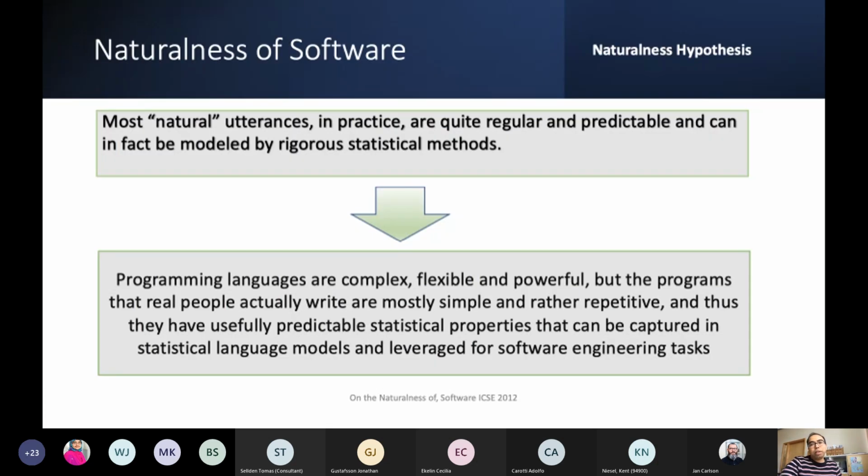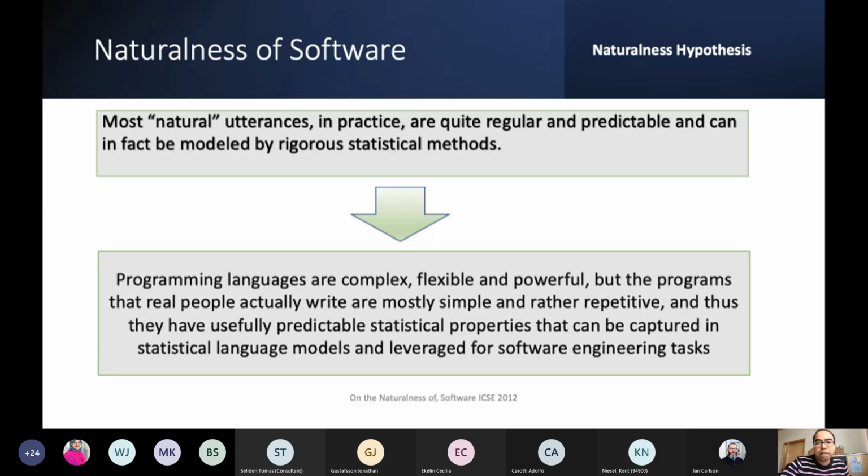Many software analysis concepts based on statistical machine learning came from the literature of natural language processing, and these analyses have a strong theoretical basis. The naturalness hypothesis provides an important observation of why software code analysis can be done using artificial neural networks. This hypothesis came directly from a similar observation in natural language processing, which says that most natural utterances in practice are quite regular and predictable, and they can in fact be modeled by rigorous statistical methods.